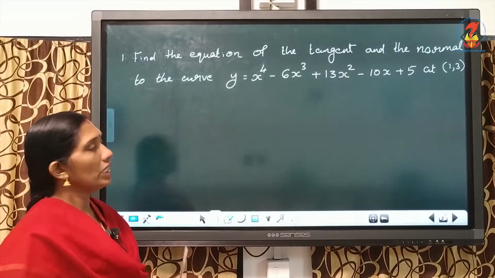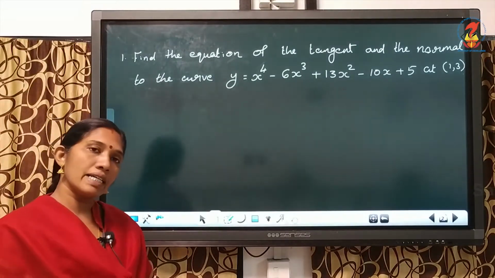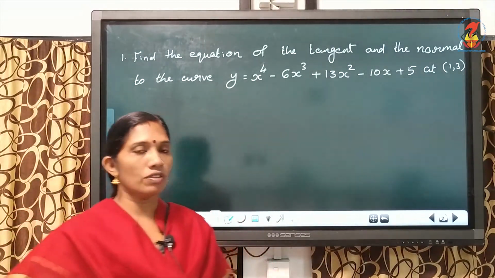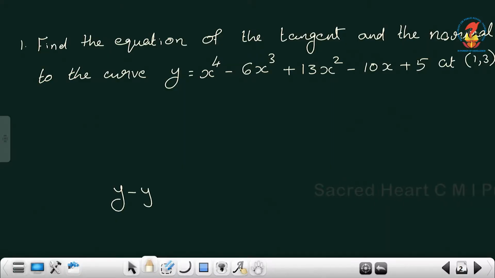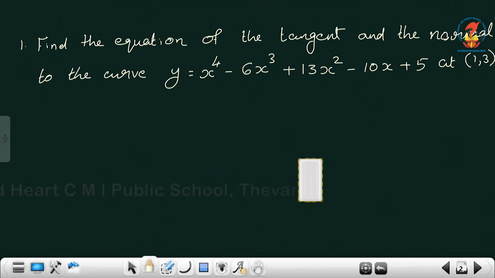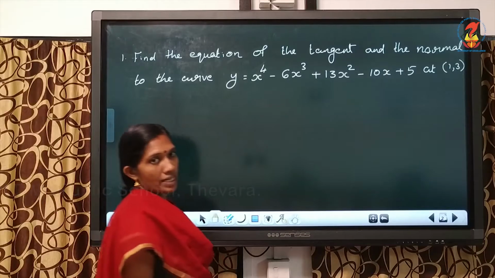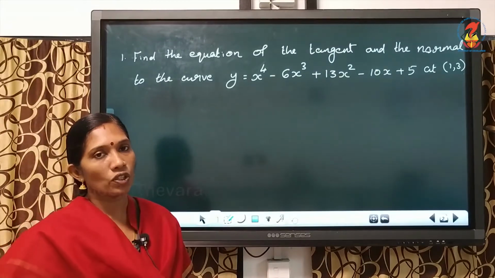So we have to find the equation of the tangent. Tangent means it's a straight line. So how do we write the equation of the tangent? You know that the equation of the tangent is of this form: y - y0 = slope of the tangent to the curve at the point × (x - x0). This is the format of the equation of the tangent. First, the point is given, that is (x0, y0) = (1, 3).